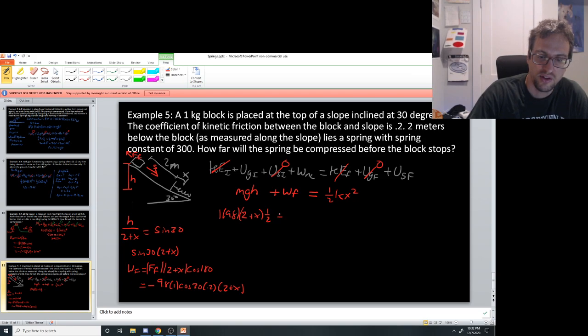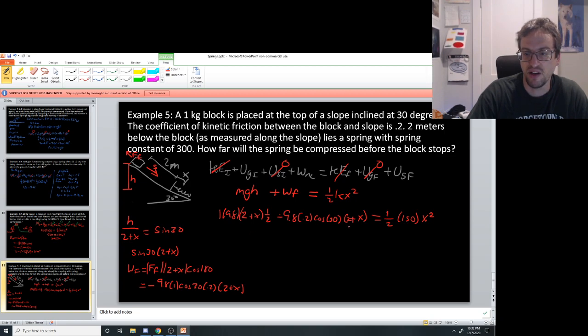Whew. So this is minus 9.8 times 0.2 times cosine of 30 times 2 plus x. And then we have equal to 1/2 kx squared. And that part's easy. That's just 1/2 times 150 times x squared. Now, for all of this being a hard problem, you just got to solve it. It's a quadratic. Put it into Wolfram Alpha, put it somewhere, and you can get the solution out. And if you just plug all that into the calculator, you get 0.218 meters is how far it gets compressed. All right, that's it.